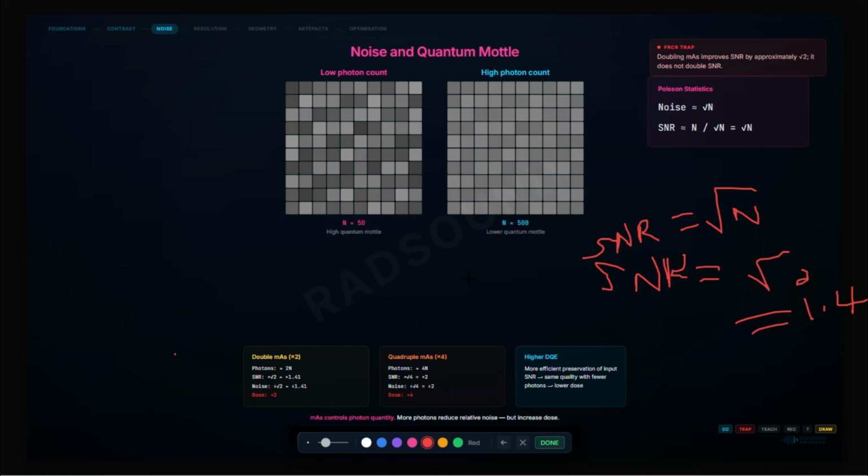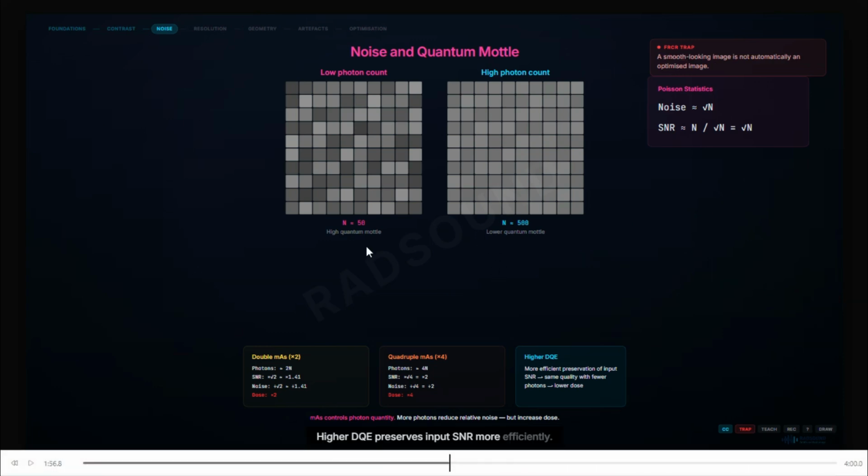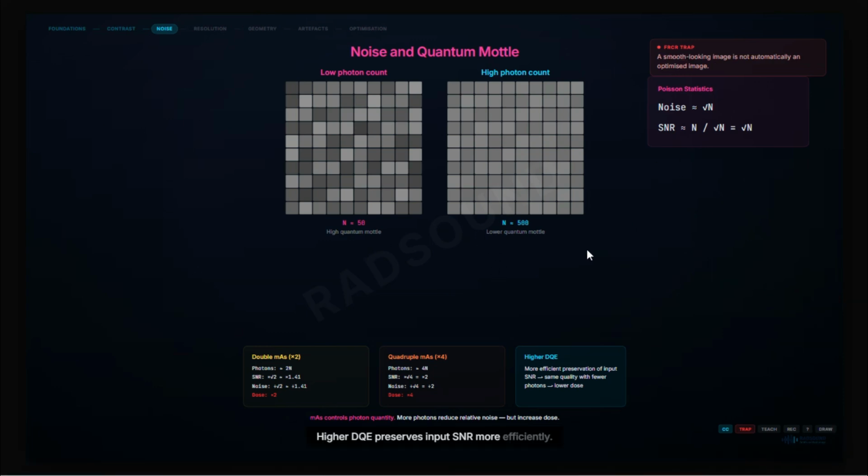Instead of that, we can use a detector which has high DQE. A high DQE preserves input signal to noise ratio more efficiently, achieving the required image quality with fewer incident photons. And also remember, a smooth image does not mean the image is automatically optimized. So optimization is very important.